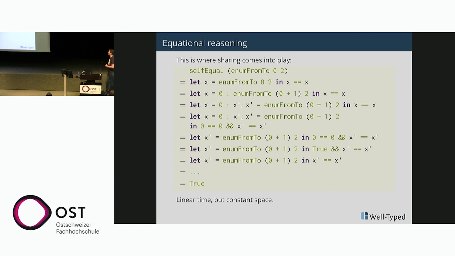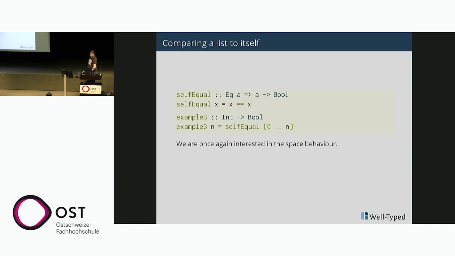In this example, sharing of x isn't actually important. Well, not for the complexity class of the behavior we're getting. So if you were to define, inline, say, self-equal and just write example 3 prime is 0.n equals 0.n, you would also get linear time constant space. But it still quite significantly affects the way in which you get constant space. And that's the reason why I've chosen this example. But yeah, you have a point.